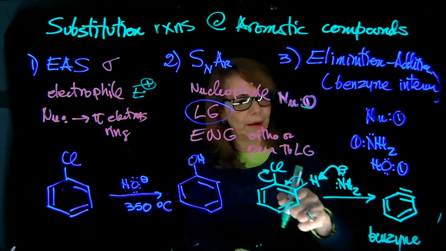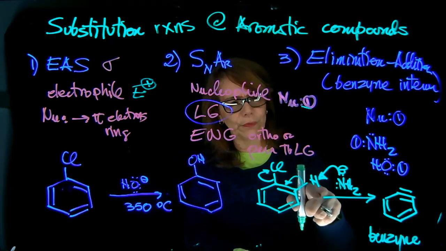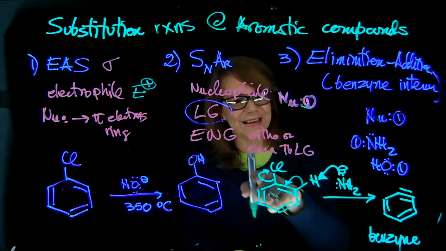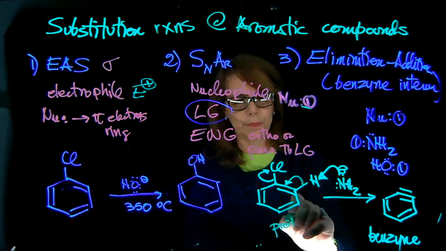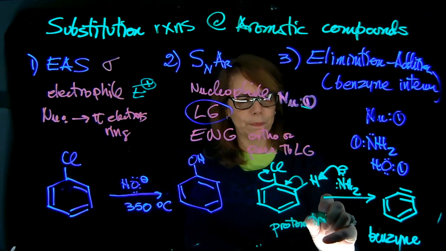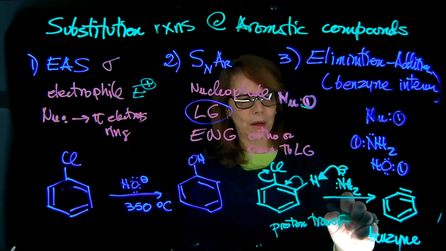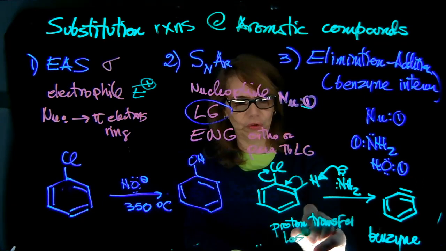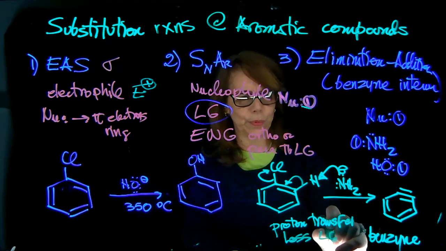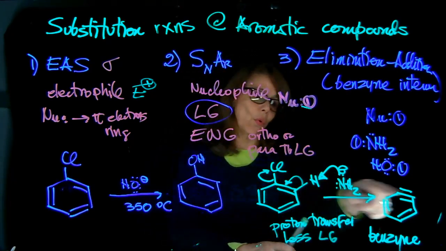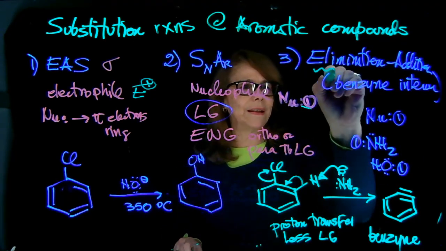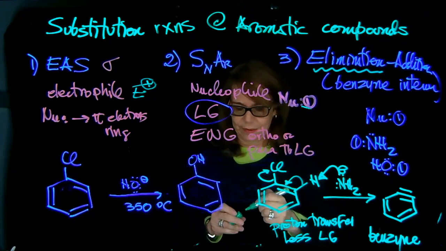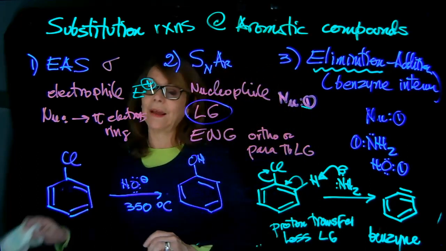Notice, proton transfer, removing that, you form the triple bond with loss of the leaving group. So two things happening at the same time: proton transfer and loss of leaving group. Once you form the benzyne intermediate, that's the elimination step in the mechanism. The second step is the addition.